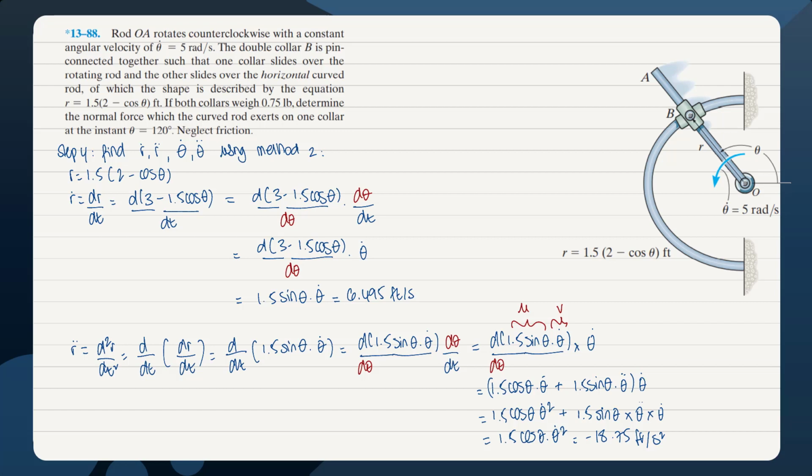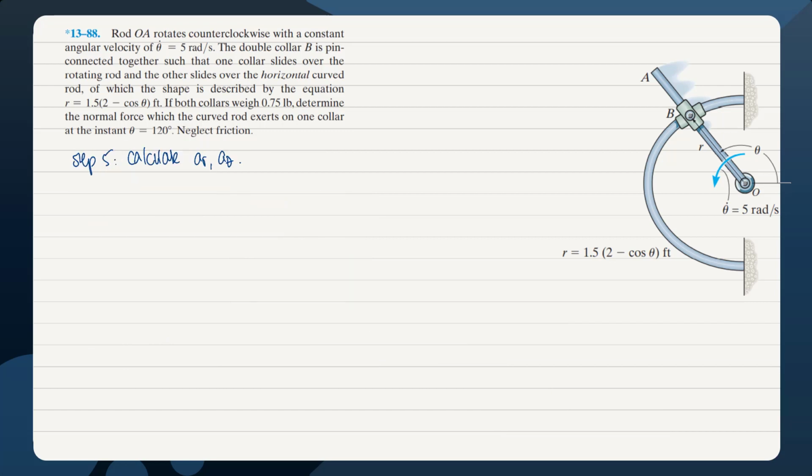I know it's a complicated derivation, but if you were not able to do that on your own, I highly recommend you go back and try to solve this step on your own. And once you get used to it, you can move forward and look at the final solution. So now that we have solved the kinematic equations, we have r dot, r double dot, theta dot, and theta double dot. We can now calculate ar and a theta using kinematics.